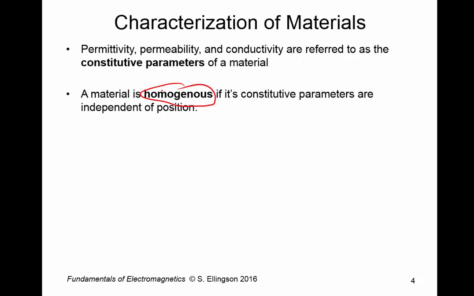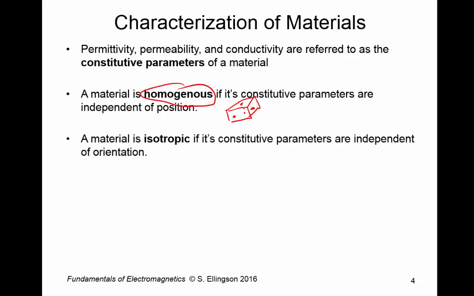By that we mean you can imagine some block, some chunk of material. If you pick some point in that block and you determine its constitutive parameters, you will find that the constitutive parameter values are the same in any other point that you pick. That's a homogeneous distribution of constitutive parameters.